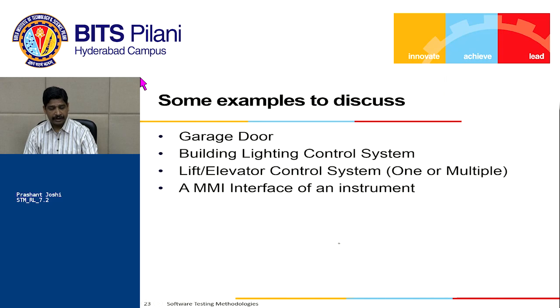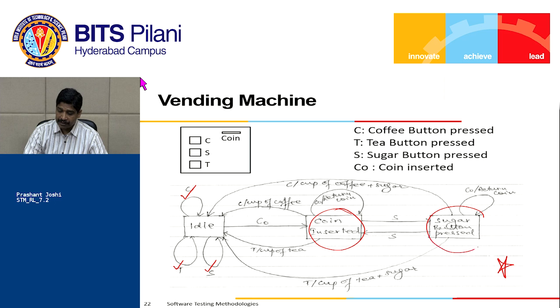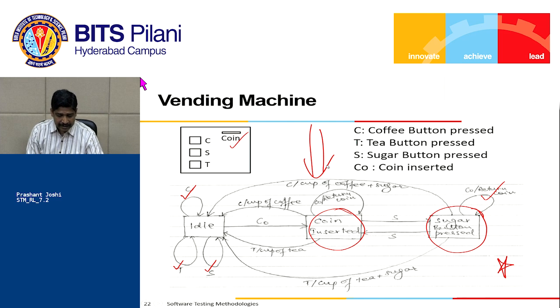We come to coin inserted, and we move to coin inserted. Then we look at sugar button pressed. At any given point in time, I could just press the coin again and it returns the coin. So I should get the coin back. Now for a moment, look at this and see if these particular transitions are really making sense.